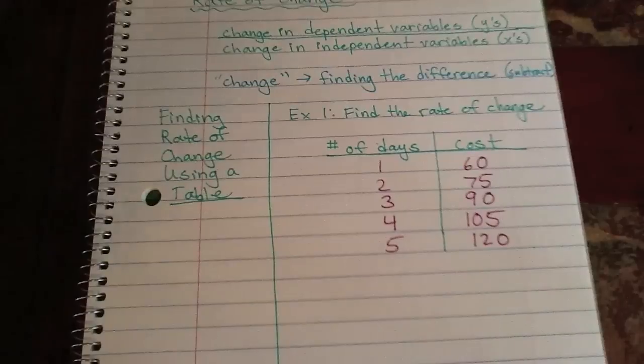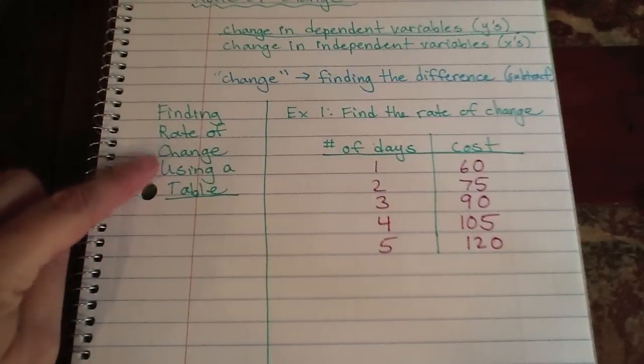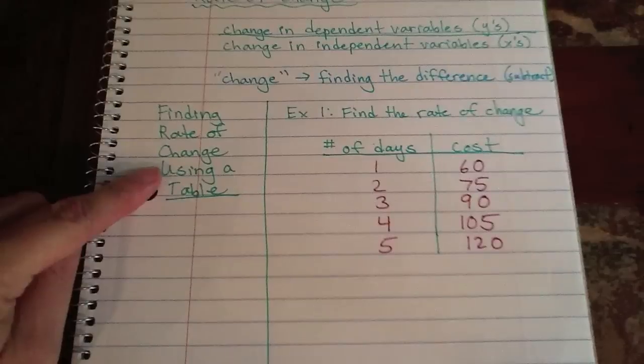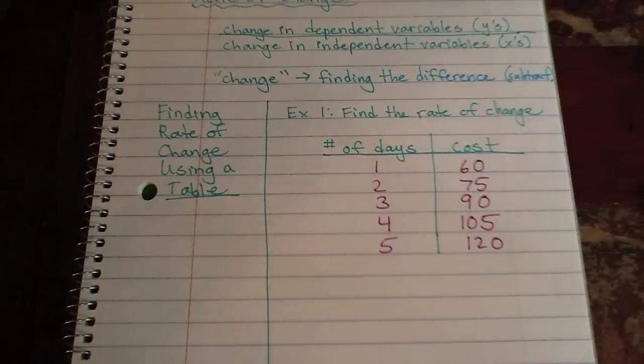We're going to look at different ways of finding rate of change. So the first way we're going to look at is finding rate of change using a table. Go ahead and copy this table down, and once you're done, hit play, and we'll go through it together.